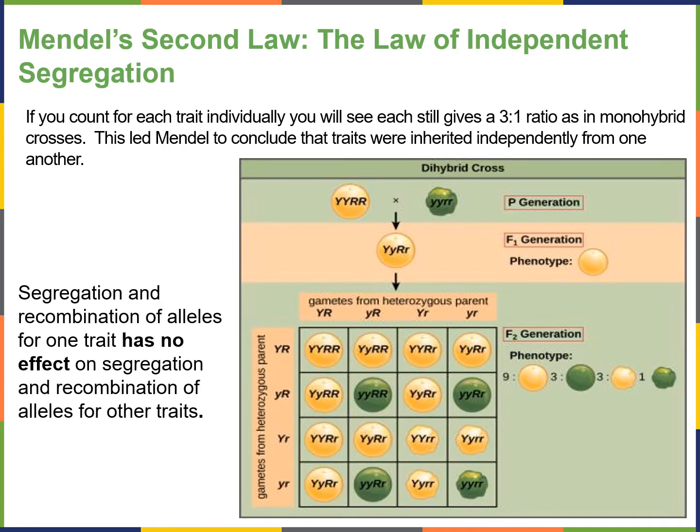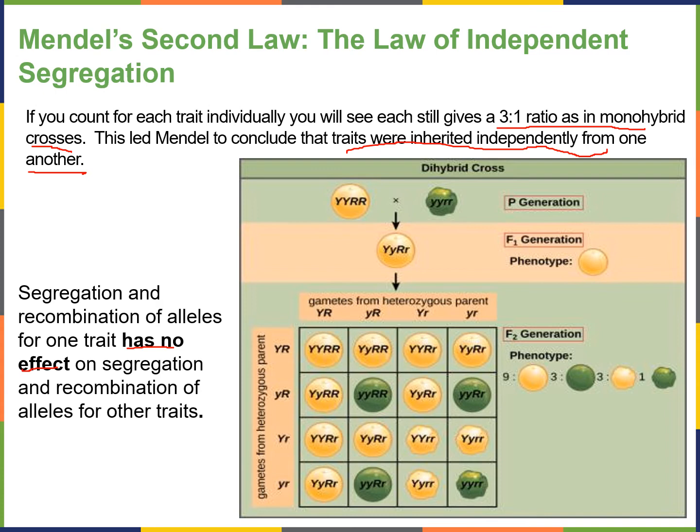From the previous slide that we just talked about, if you count for each trait individually, you will see each still gives that 3 to 1 ratio that we saw in the monohybrid crosses. So this led Mendel to conclude that traits were inherited independently from one another. And this led him to formulate his second law, the law of independent segregation. Segregation and recombination of alleles for one trait has no effect on segregation and recombination of alleles for other traits. So each trait is exclusive and has no effect on the other traits.